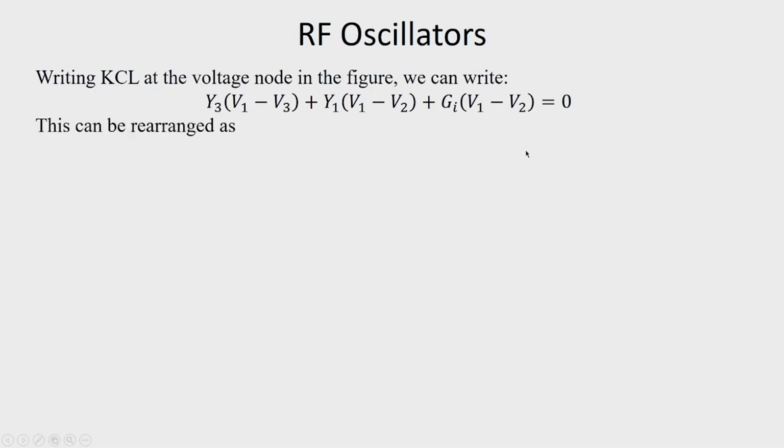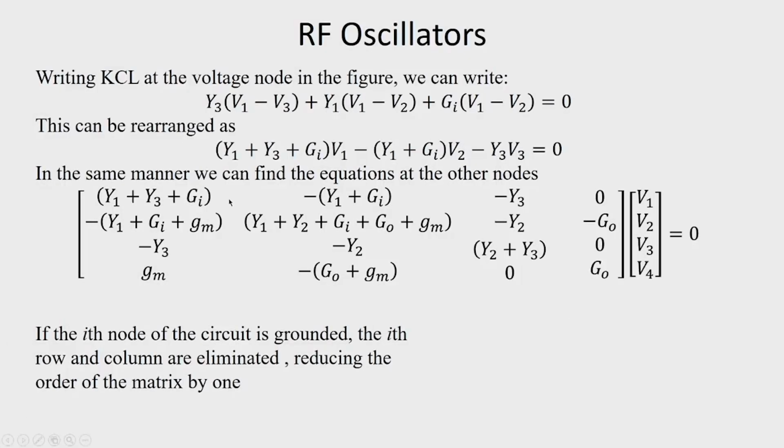to 0. So, when it is rearranged, we can write (Y1 plus Y3 plus G_I) into V1 minus (Y1 plus G_I) into V2 minus Y3 V3 equal to 0. So, when this analysis is carried out for all other 3 nodes, we can write the complete matrix in this form.